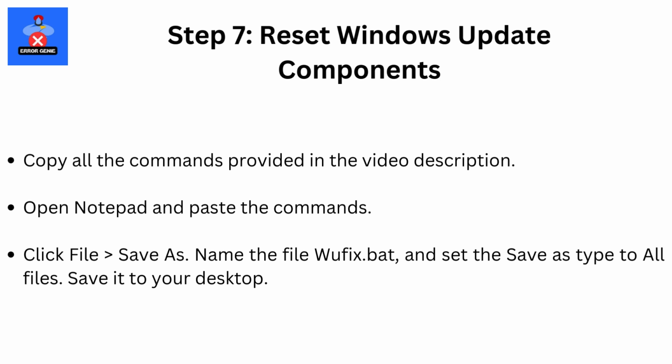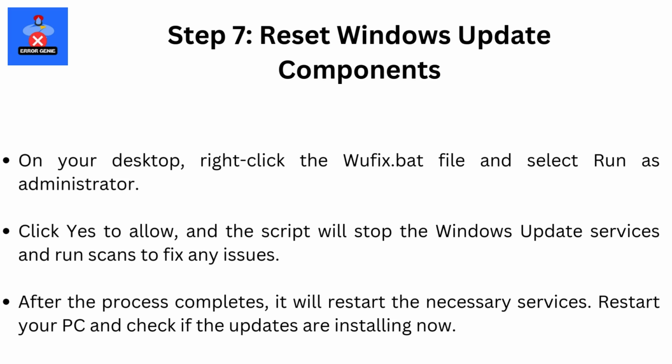Step 7. Reset Windows Update components. Copy all the commands provided in the video description. Open Notepad and paste the commands. Click File, then Save As. Name the file woofix.bat and set the Save As type to All Files. Save it to your desktop. On your desktop, right-click the woofix.bat file and select Run as Administrator. Click Yes to allow, and the script will stop the Windows Update services and run scans to fix any issues. After the process completes, it will restart the necessary services. Restart your PC and check if the updates are installing now.